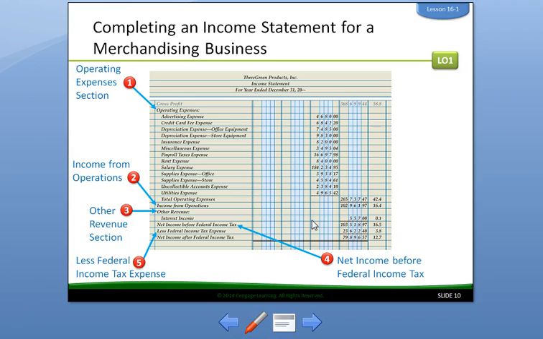So we need to figure out how much federal income tax there is. So we're going to write down less federal income tax expense on the next line, and the amount of $23,622 on the fourth amount column. And then once you subtract those, net income after federal income tax, subtract the 22,000 from the 103,000, and we get our net income after federal income tax.